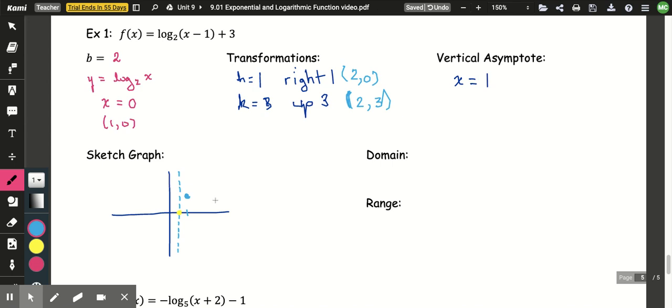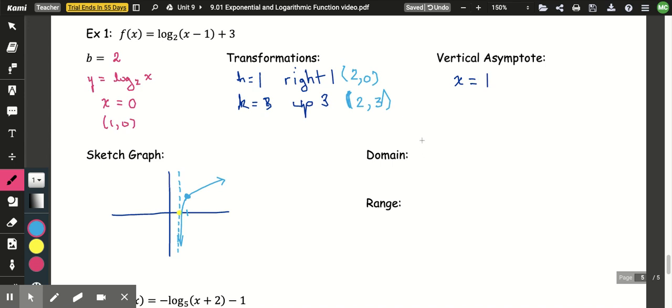Okay, and now because the b value is a positive 2, that means from the point that I just plotted there, as I get closer to my vertical asymptote, it has to go downward. And as I move to the right, it would have to go away from the vertical asymptote.